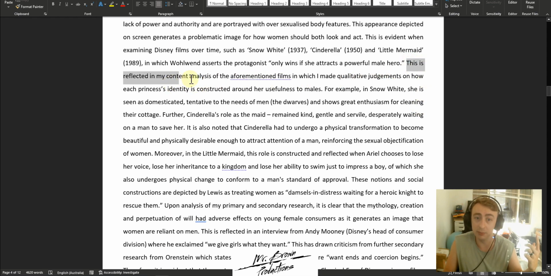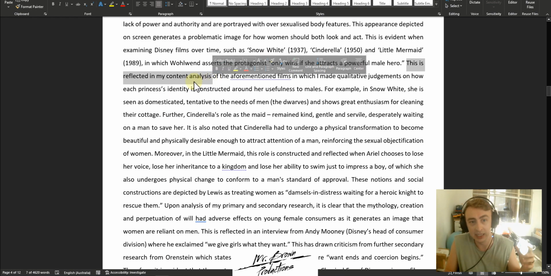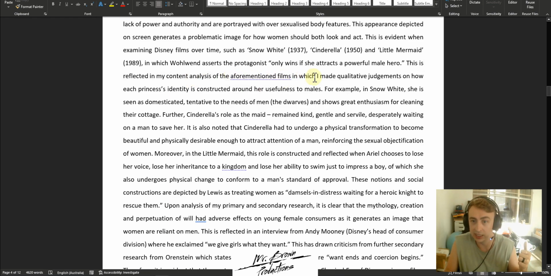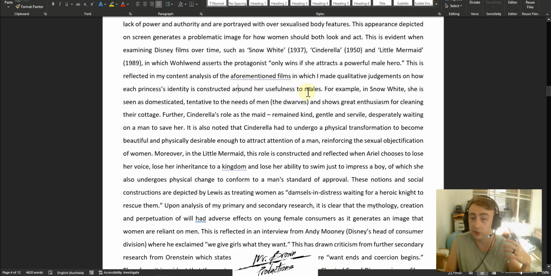This is reflected in my content analysis. Boom. So that's a strong synthesis statement that we're looking and using here. This is reflected in my content analysis of the aforementioned films, in which I made qualitative judgments, so, you know, embedding course terminology here, on how each princess's identity, boom, concept is constructed, boom, around her usefulness to males.